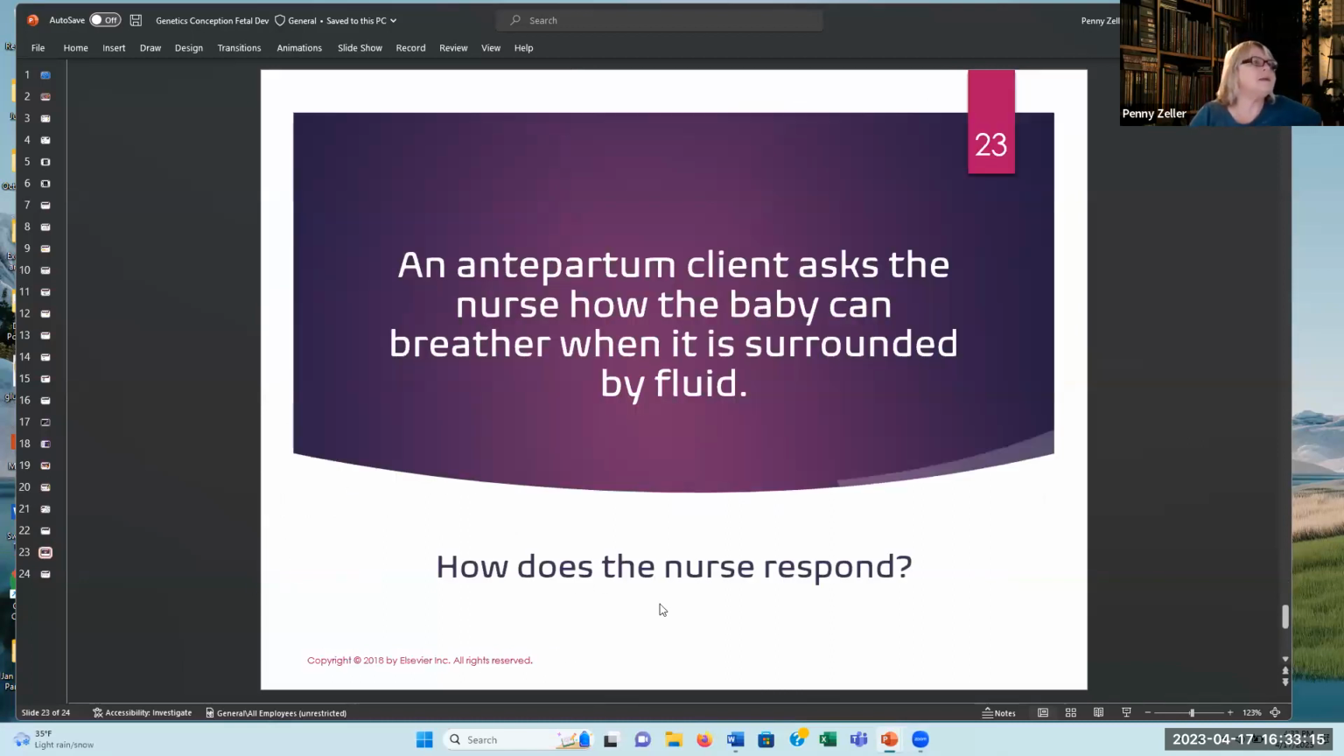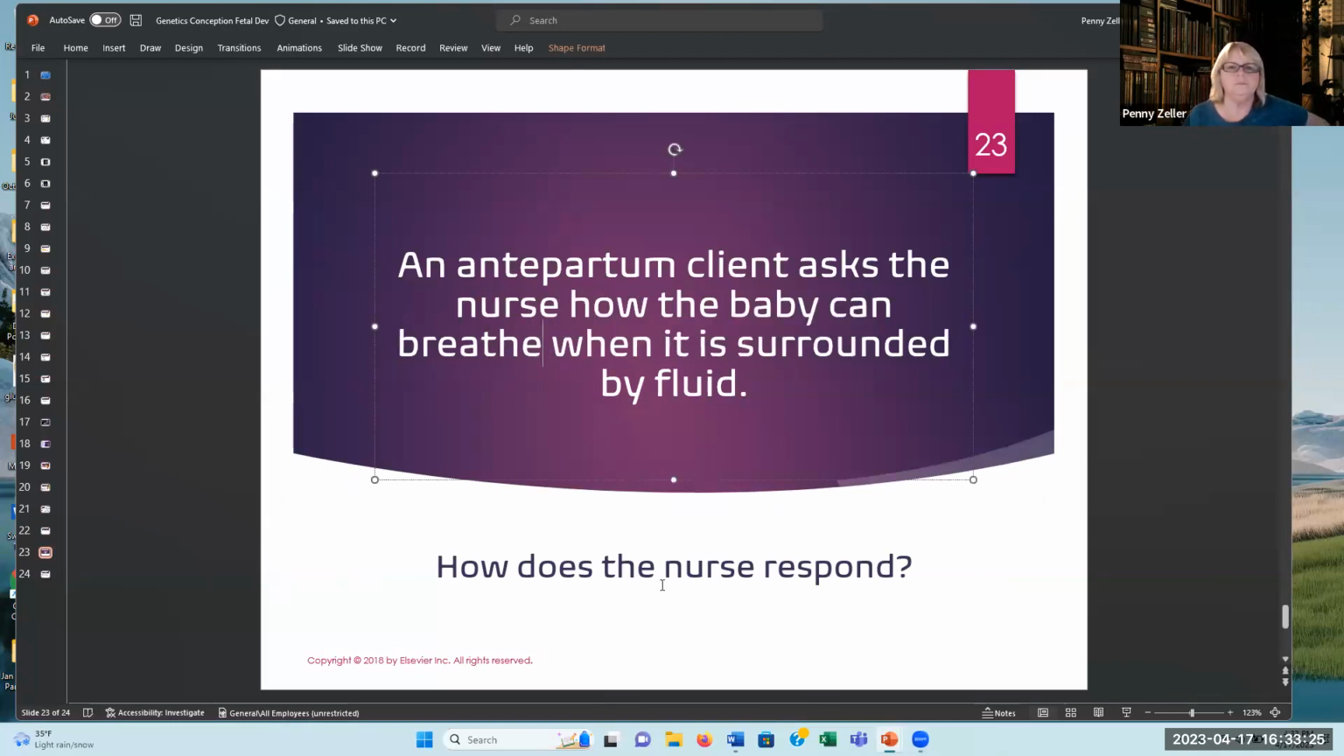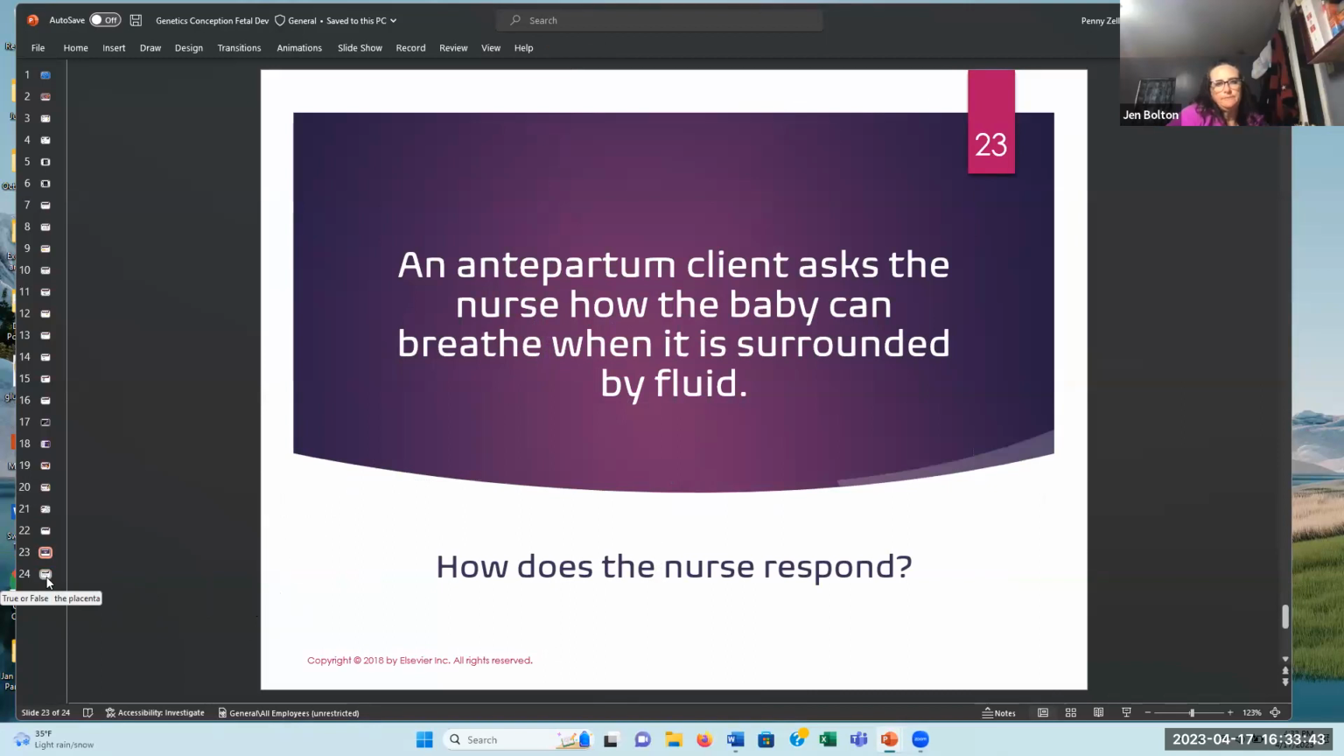So your client, Abby, is asking you, how does a baby breathe when it's surrounded by fluid? How would you answer Abby's question? Where did baby get his oxygen? Not from the amniotic fluid. From the mother. From the umbilical cord. Yeah, from the blood.